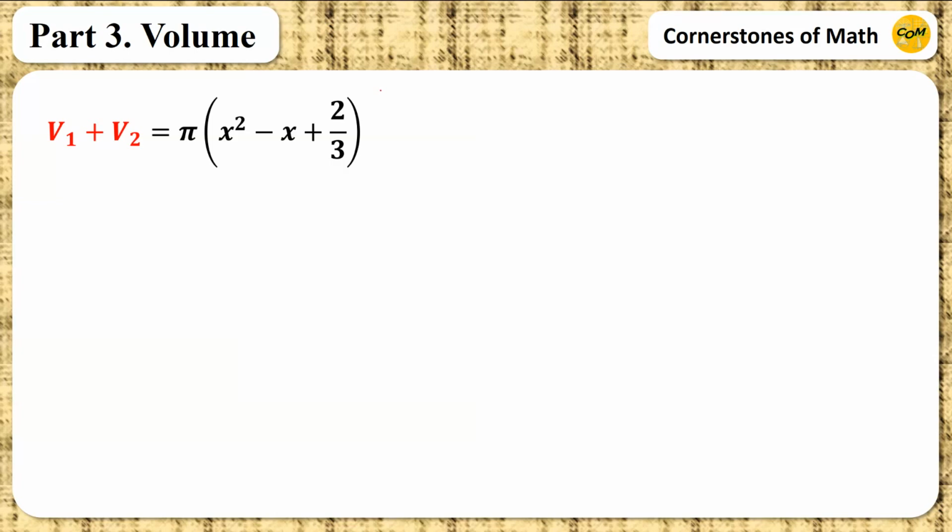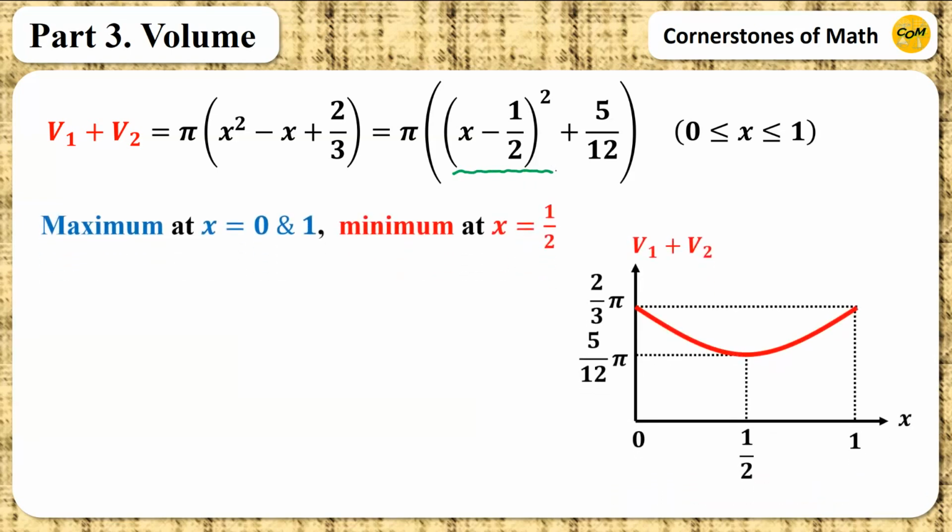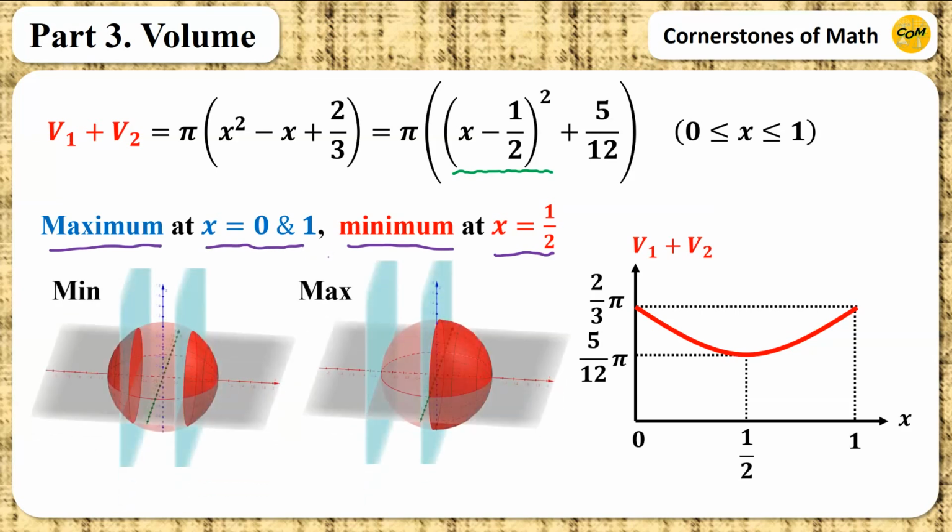So with this quadratic function, we can easily convert it into a vertex form. And because now the leading coefficient is positive, this is the quadratic function having minimum value at x equals 1 over 2 and maximum at two endpoints 0 and 1. So now we have the opposite trend compared to previous two cases.